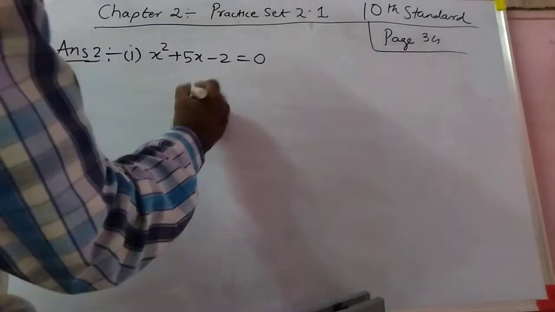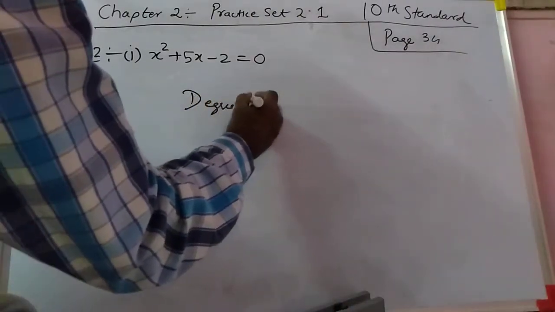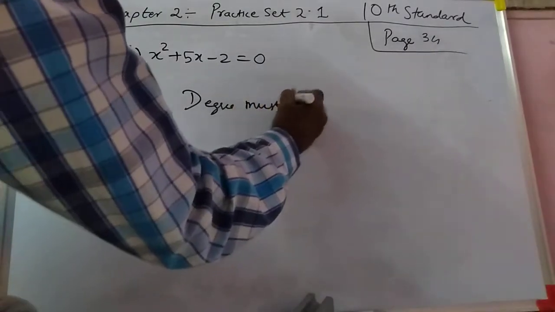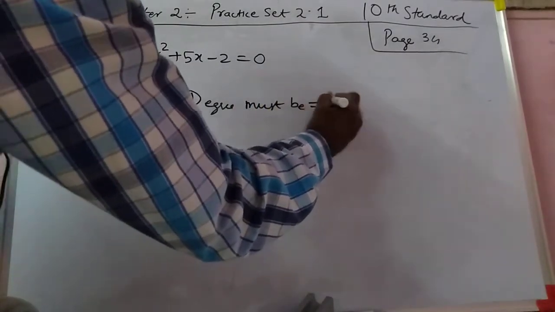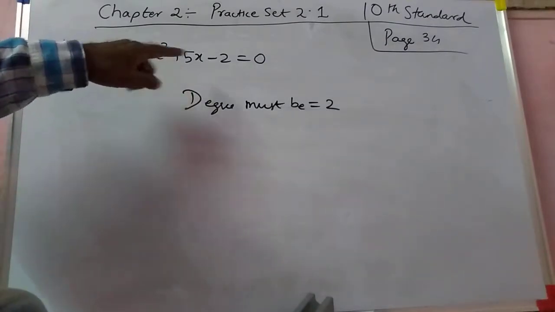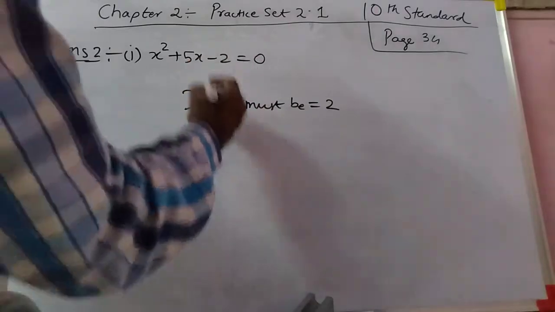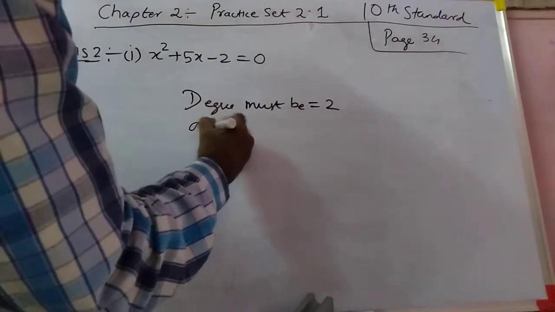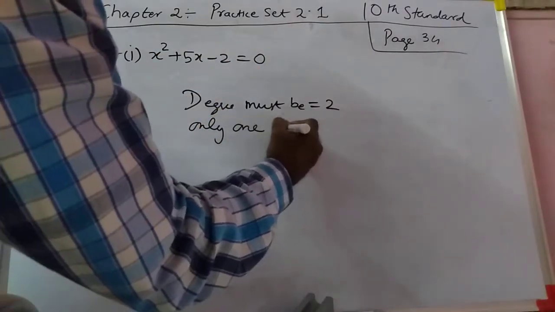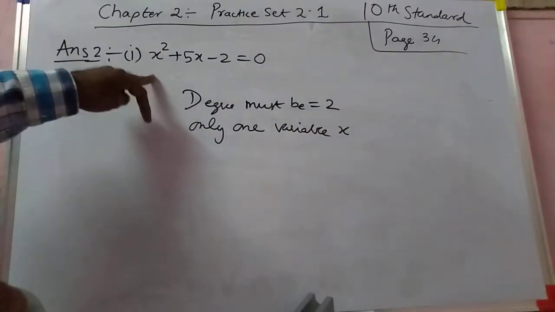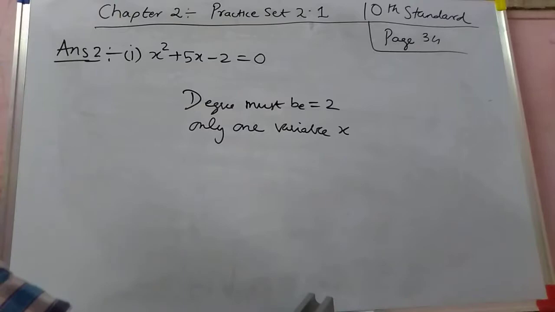And also degree must be equal to 2. Degree must be 2. 2 के ऊपर हो गया तो then it is not quadratic. And there must be only one variable, x or y. Okay. Degree must be 2.